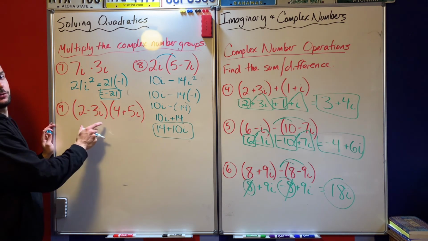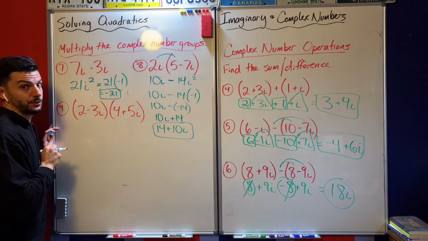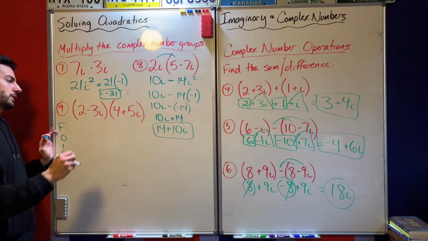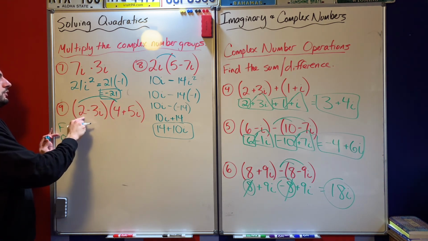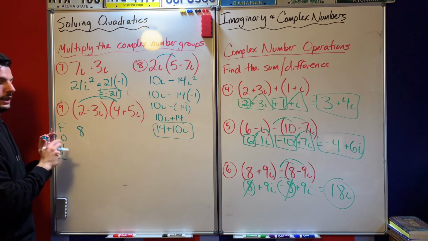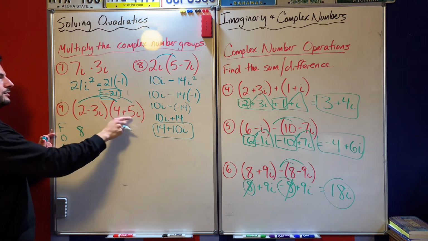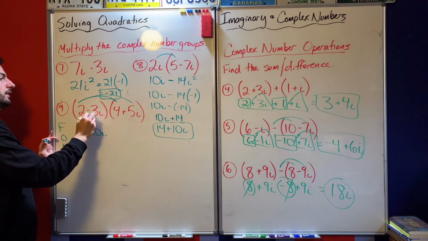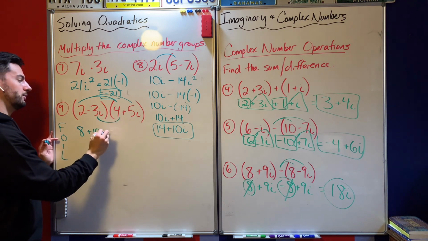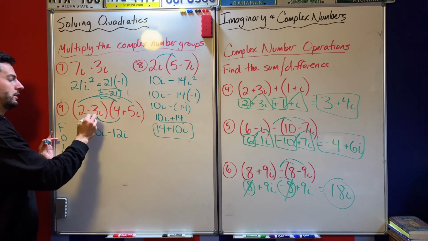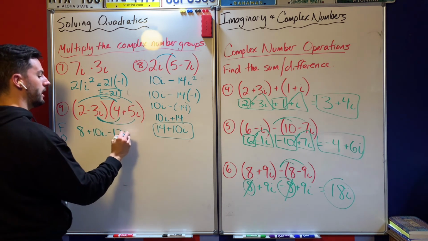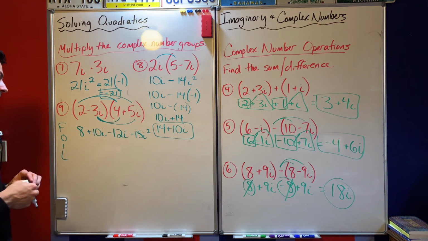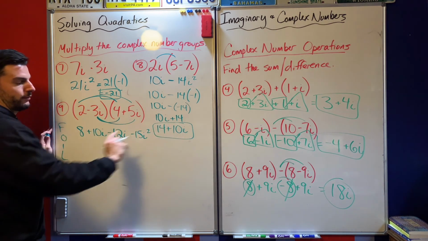So now with this one, we have a complex number group times a complex number group. So we are going to employ my rules of FOIL to this problem. Same rules. First, 2 times 4 would be 8. Outer, 2 times 5i would be 10i. Inner, -3i times 4 would be -12i. And then -3i times 5i would be -15i squared. They both have an i with them. So that's what I get when I FOIL originally.